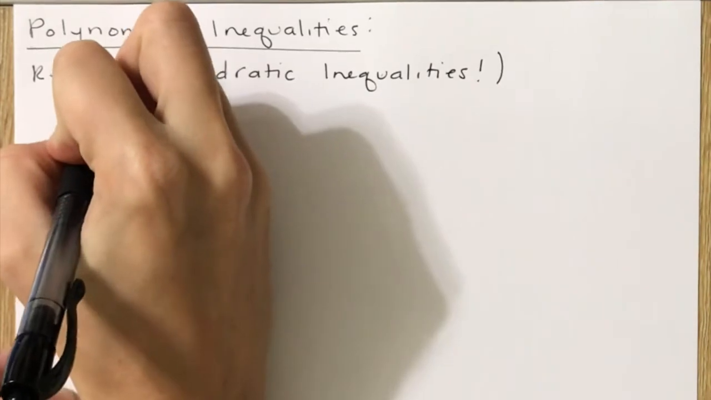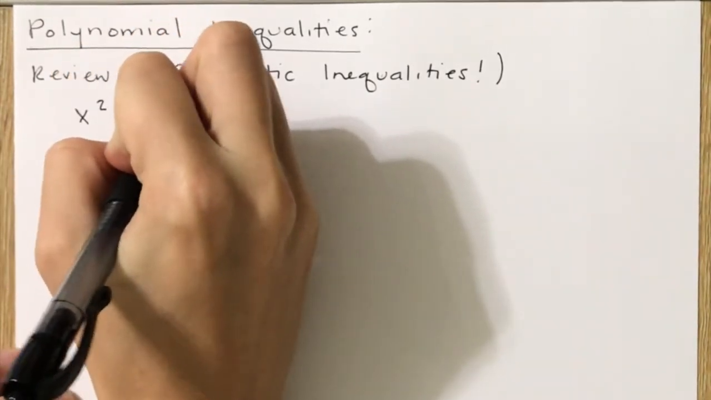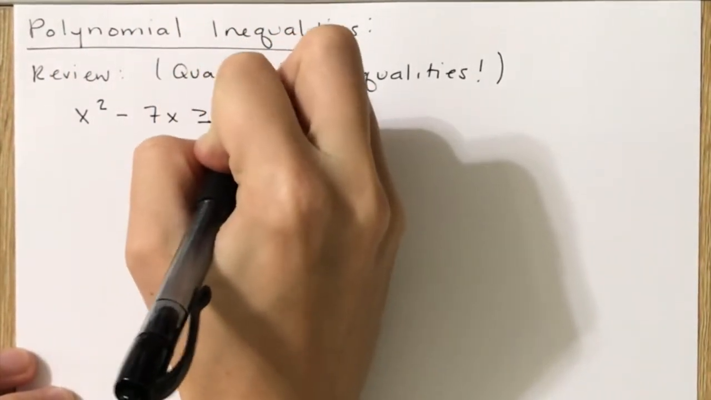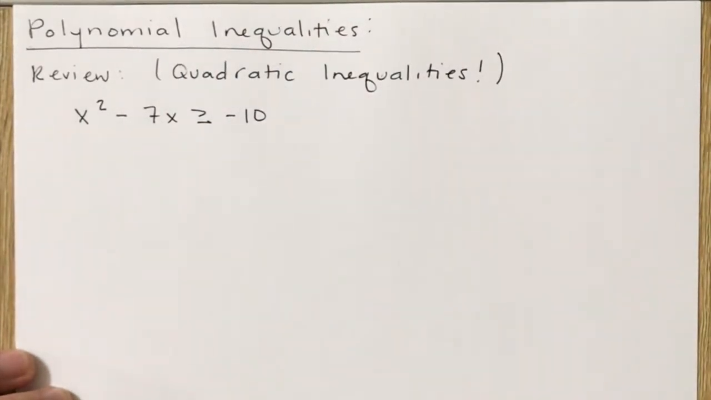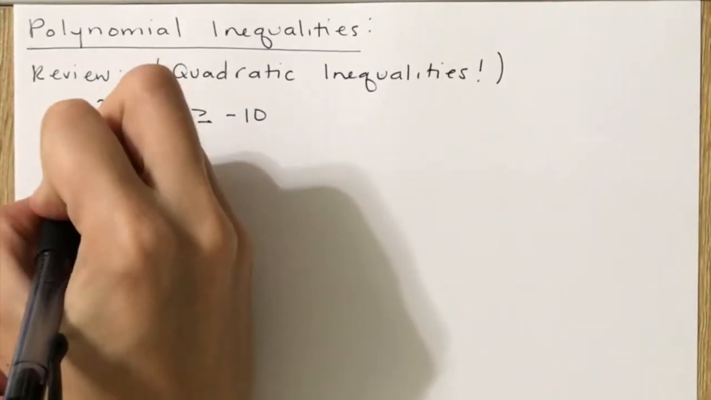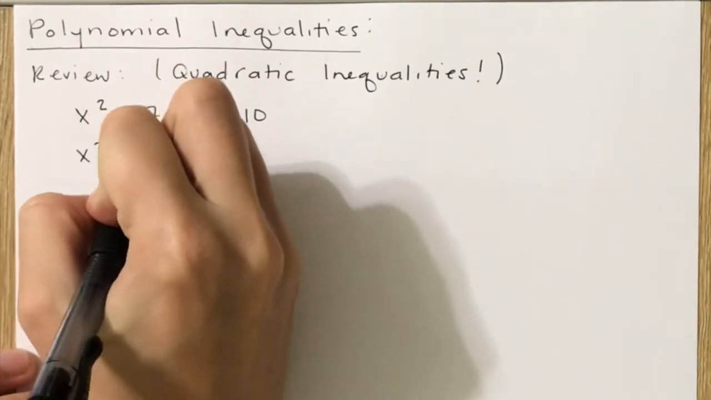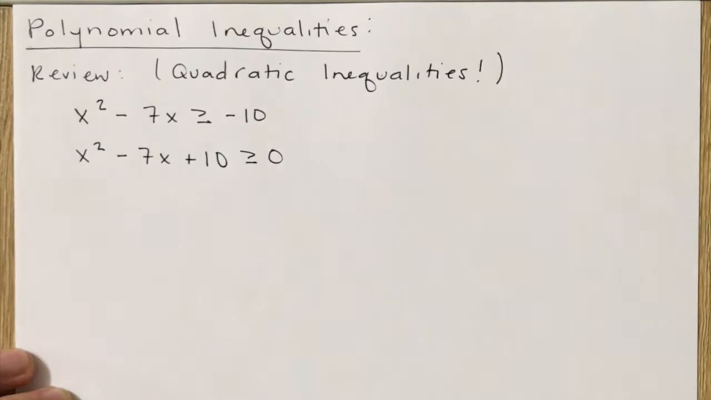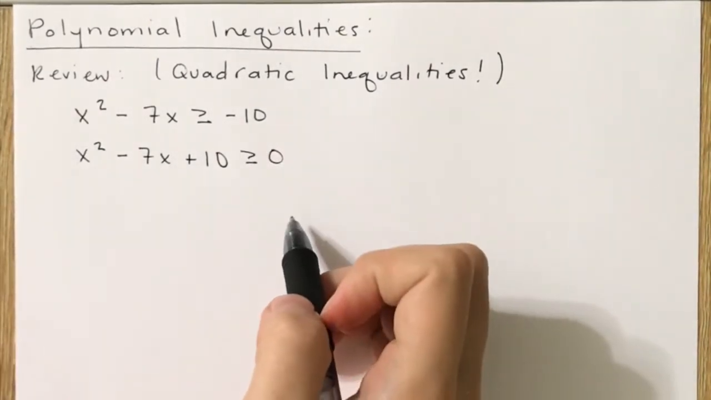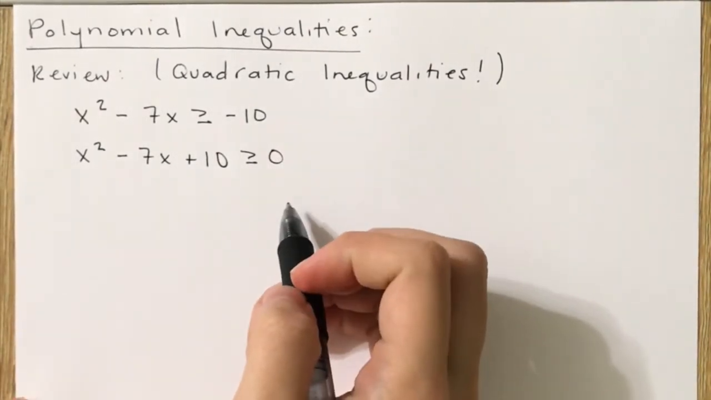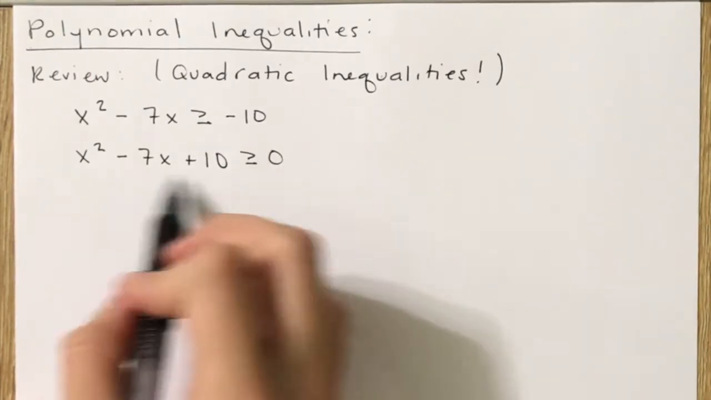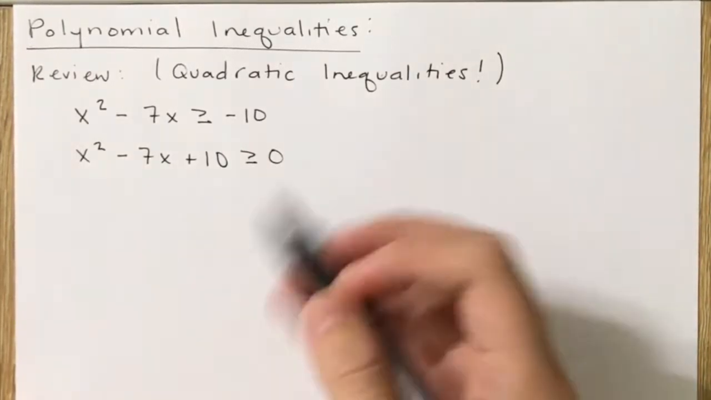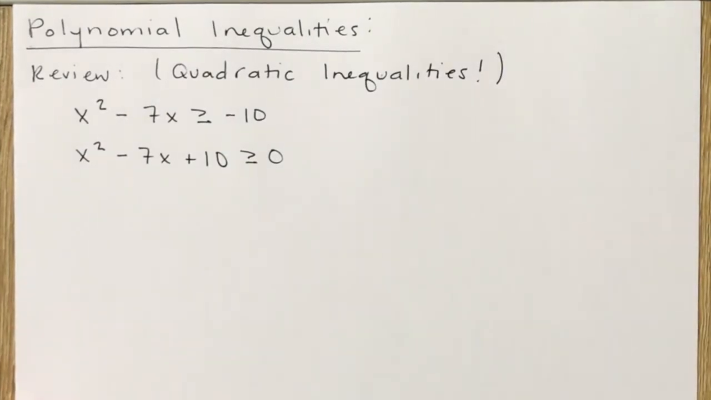Let's say we're given x squared minus 7x is greater than or equal to negative 10. So let's recall our first step was, as is usual for quadratics, even with equations, to bring everything to one side. So we have x squared minus 7x plus 10 is greater than or equal to 0, right? We wanted this greater than or equal to 0 so that we could use the roots of the function to tell whether we're greater than or equal to 0 at a given point.